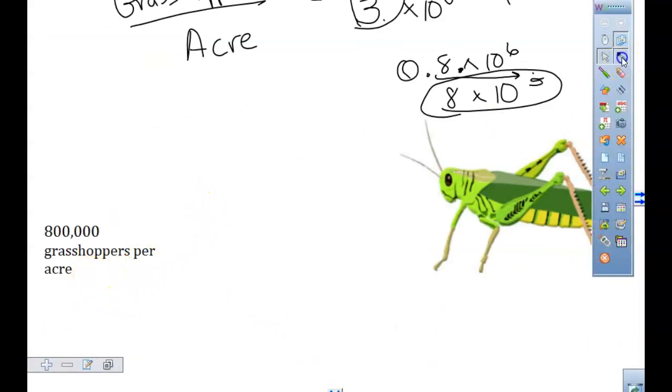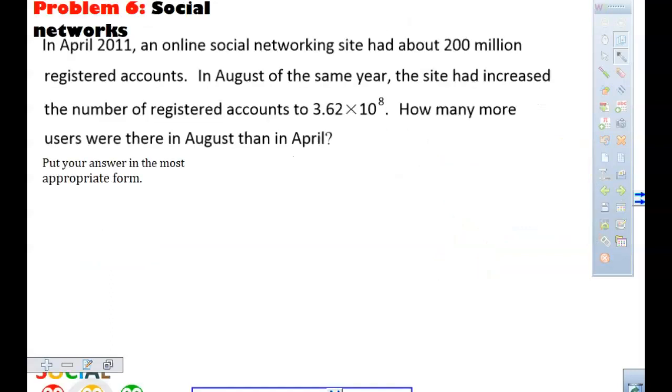Could you have had this answer, 8 times 10 to the 5th? Yes, but if you're telling someone how many grasshoppers there are, and you're going out in public and you say 8 times 10 to the 5th, this probably wouldn't be as appropriate, right? Because most people are kind of like, what do you mean? How many is that? Is it 80,000? Is it 8,000? Is it 8 million? So knowing the 800,000 as you are looking at that.